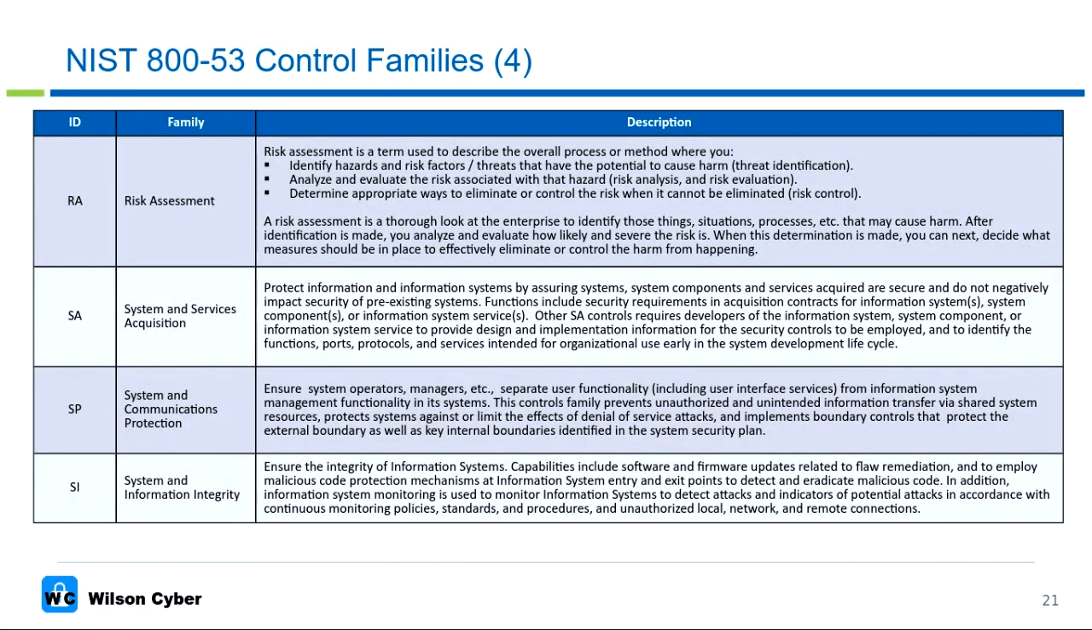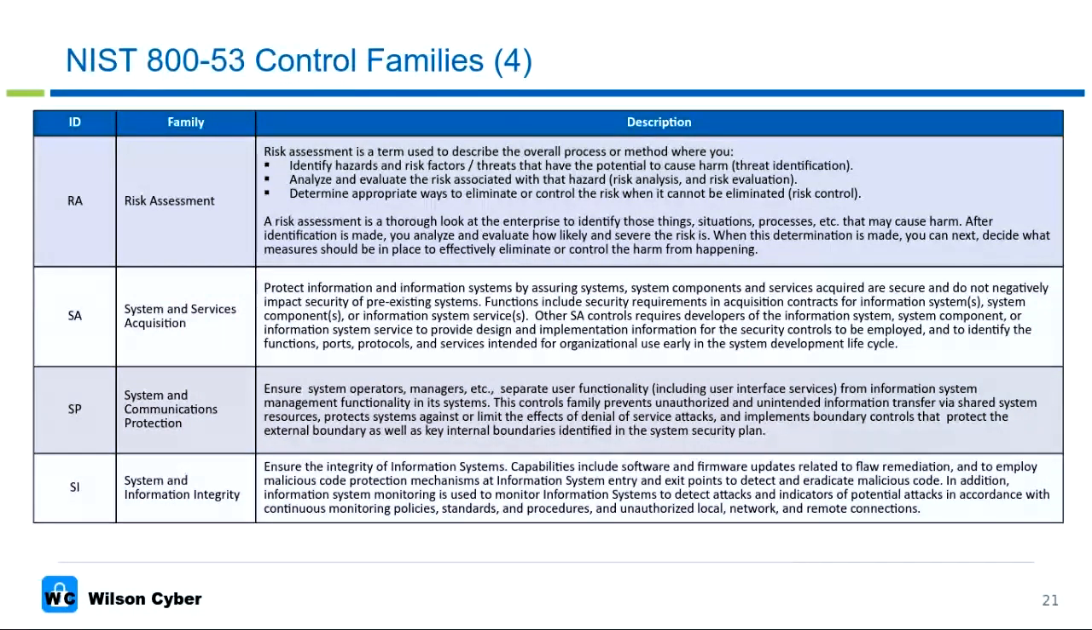System communications protection. Ensure system operators and managers separate user functionality, including user interface services, from information system management functionality in their systems. This control family prevents unauthorized, unintended information transfer via shared system resources, protects systems against or limits the effects of denial of service attacks, and implements boundary controls that protect the external boundary as well as key internal boundaries identified in the system security plan.